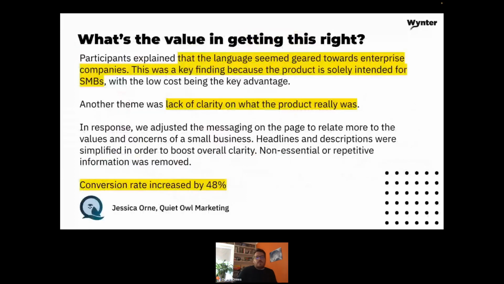So what is the value of getting these things right? I've got just a couple of quick quotes here from some people who actually are Wynter clients in general. Quidel Marketing did some work for one of their clients, Bamboo Cloud. Being able to test and talk to your audience and find what they're actually saying.